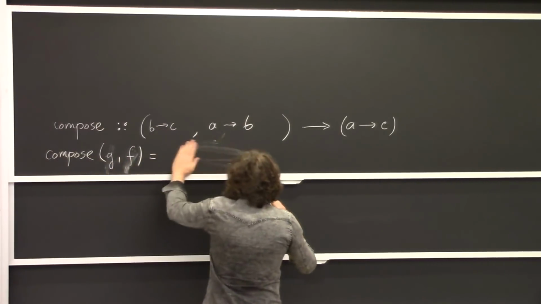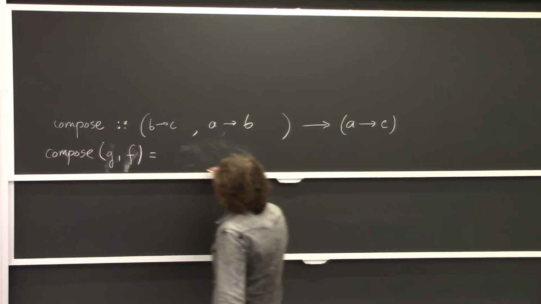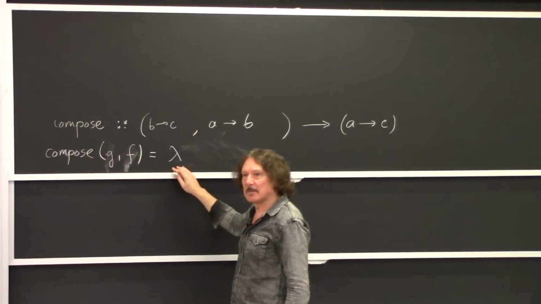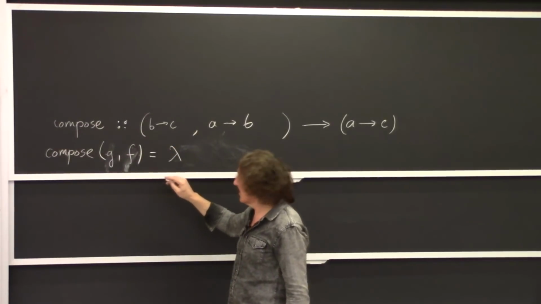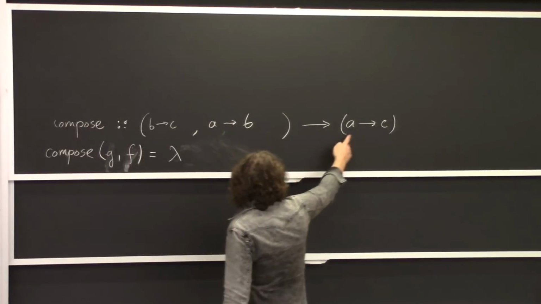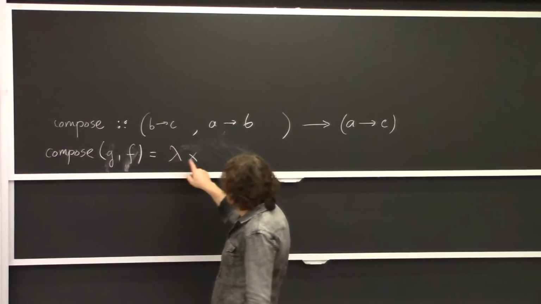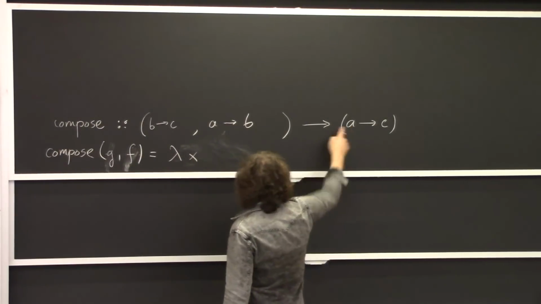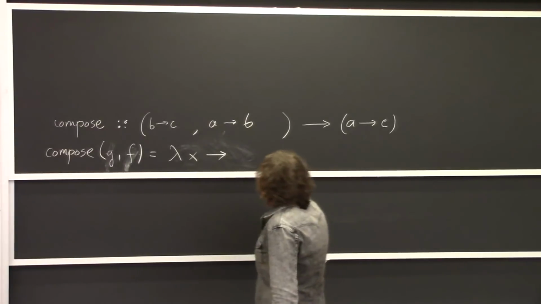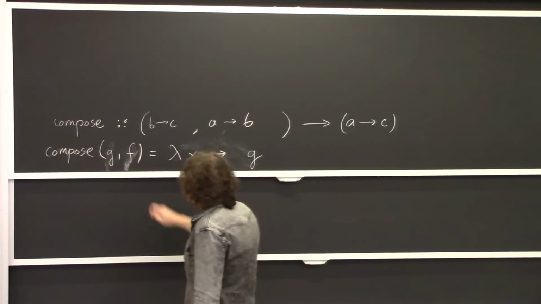This is equal to, and I will erase this. So I have to return a function from A to C. I will write this as a lambda. When I write lambda on the blackboard, I will just use the Greek letter lambda. You translate it to backslash when you're writing your code. So lambda, which takes an argument of type A, I'll call it x. x is of type A. The compiler knows that it's of type A. And it has to return something of type C. Who returns something of type C? G does. So definitely G.